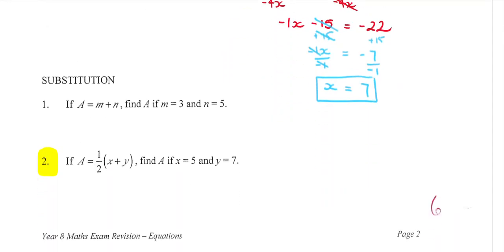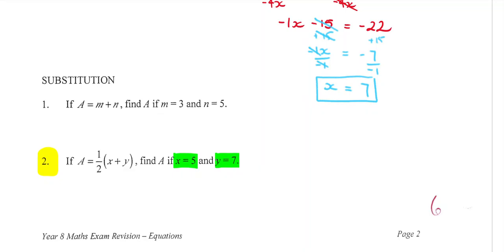Okay, next bit, we are in substitution. This is where we are given some values for the letters that are in our problem, and we want to sub them in and solve to find one of them. So I'm going to do question 2, and I have a formula, which is a equals half bracket x plus y, just wherever that came from, they gave that to me. I want to find a if the x is equal to 5 and the y is equal to 7.